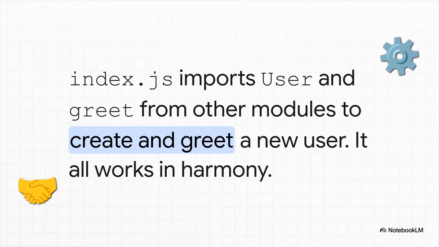So our index.js file is going to be the conductor of this little orchestra. First, it reaches over to user.js and pulls in the user class with a default import. Then it grabs the greet function from utils.js using a named import. And finally, it uses both of those imported pieces to create a new user and say hello. It's a perfect little demonstration of the whole system working together.